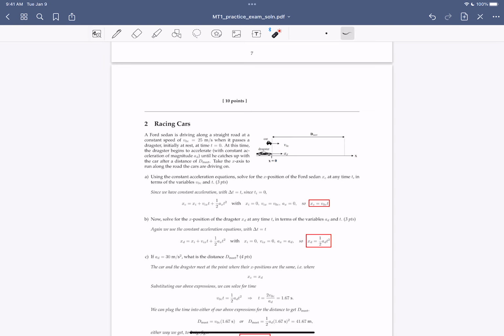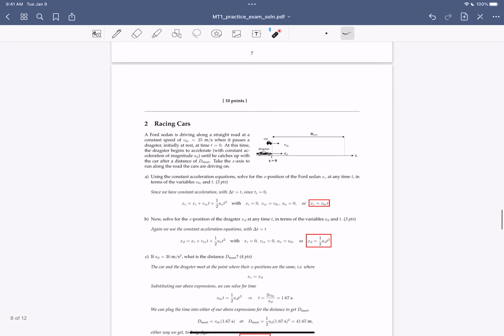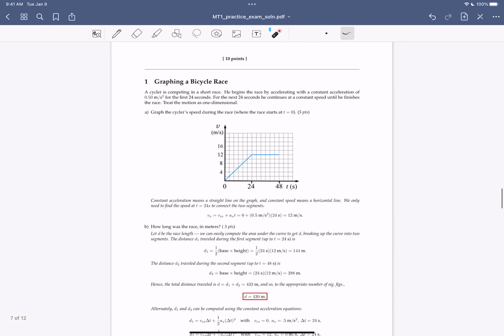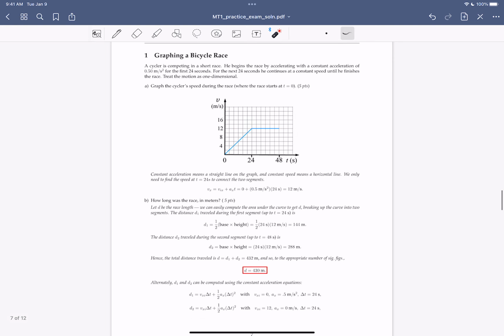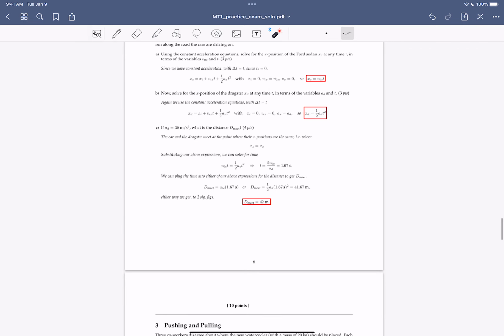Okay. I should have just made sure to download the latest practice exam because they haven't changed it for a while, so I just assumed that it would be the same, to be honest. Oh, it's not racing cars either. Okay, is graphing a bicycle race at least the same? 1 in 5, and Jonathan said 3 is, yeah. Whoever made this did not check the numbers.